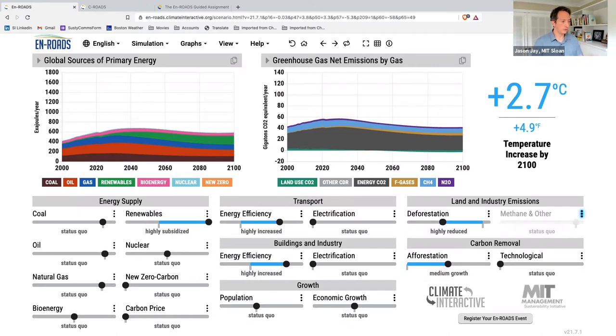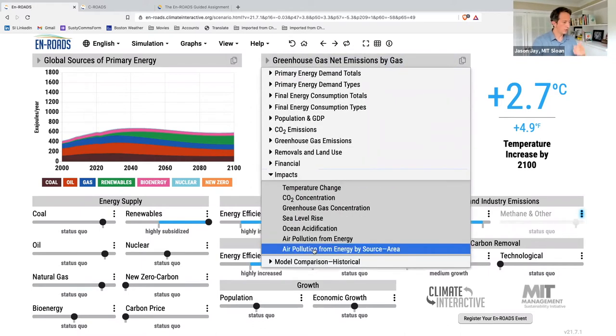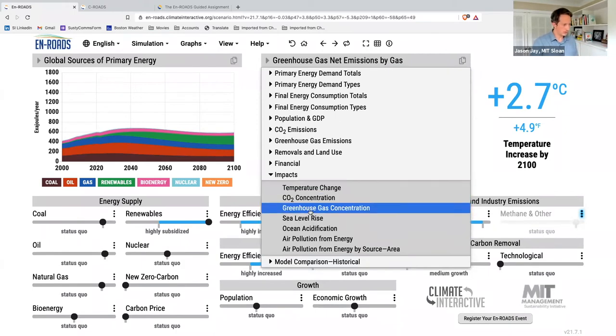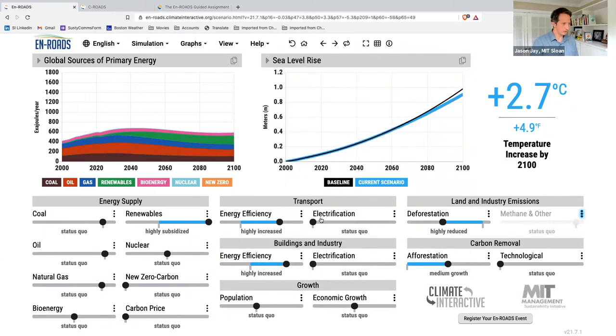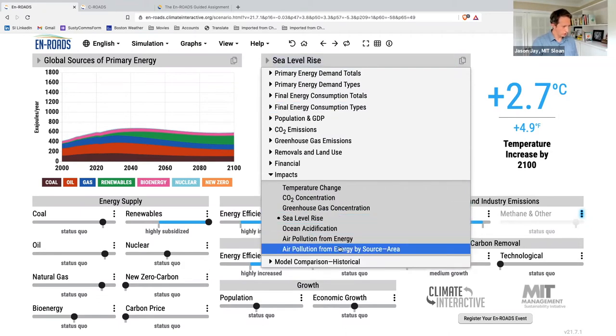And so there's a lot of really good reasons to do that. We just have to be realistic about the carbon impacts. We can look at some other impacts of our choices here. So we've been focusing on temperature change and greenhouse gases. We can also look at sea level rise. We can see how many meters of sea level rise we end up with by end of century in the current scenario. We can look at air pollution from energy.